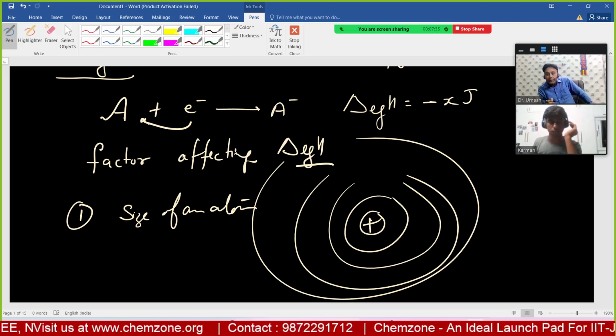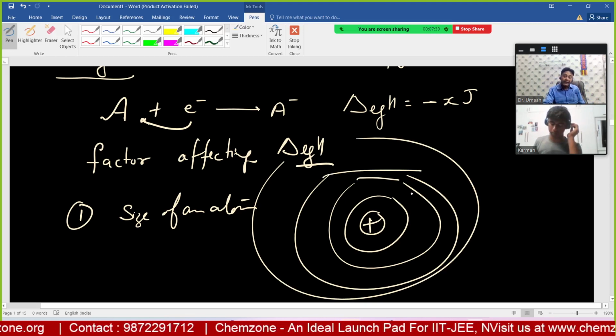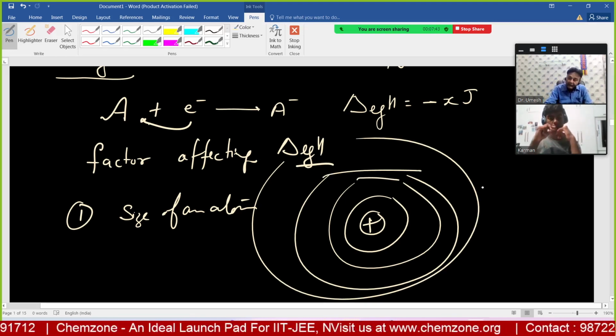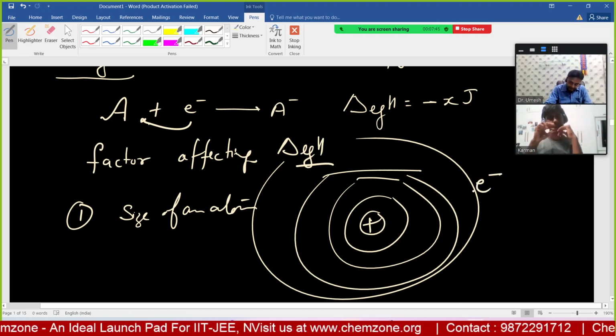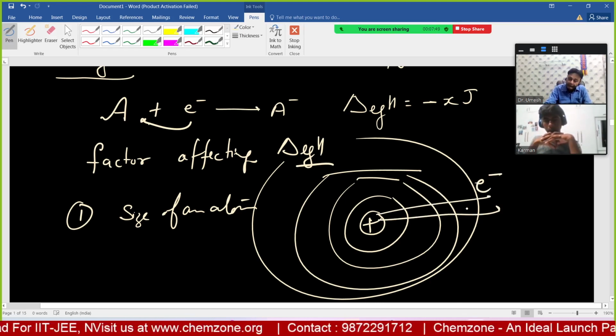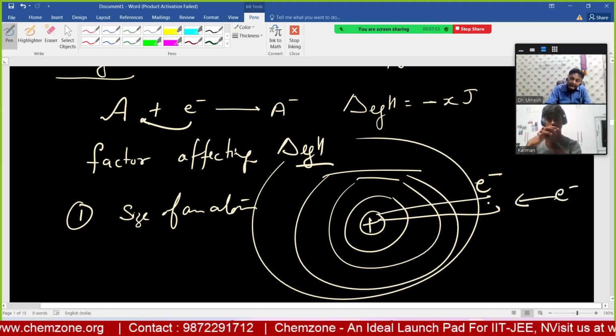Yes or no? Yes. If the number of shells increases, the screening effect will increase. If the screening effect increases, the nuclear charge is not reaching out effectively, and the attraction for the incoming electron will decrease.